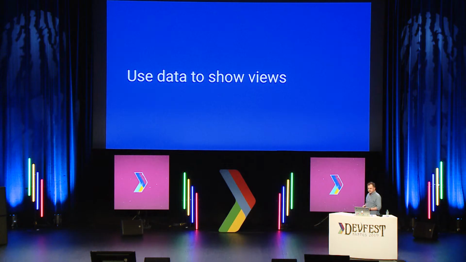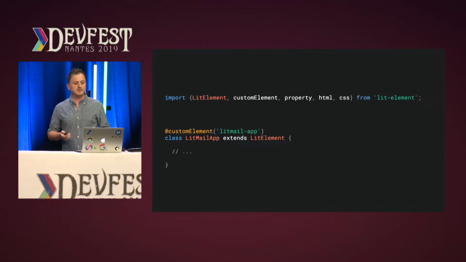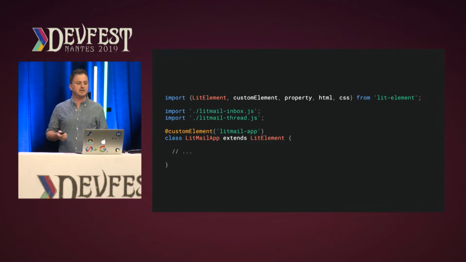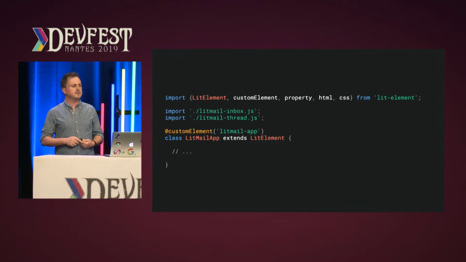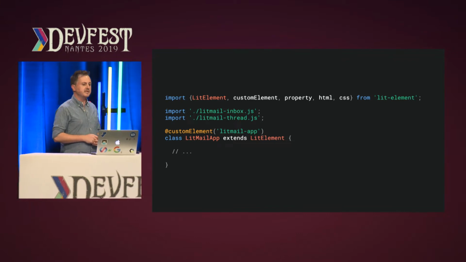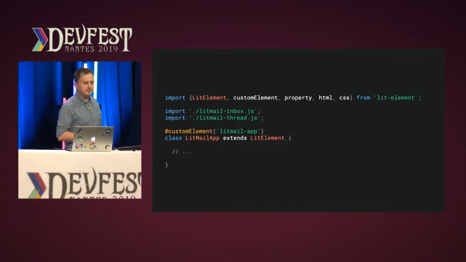And the first recommendation I have for doing this is that rather than driving your routing from URLs, think about it as using the data to show the different views. And I'll show you what I mean by that here. So the first thing we need to do if we're going to show a couple of different views is actually have some views to show. So we're going to go ahead and import two components here that represent our views, the inbox view and the thread view.